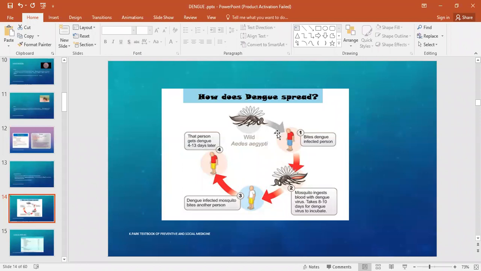How does dengue spread? By the bite of a mosquito. Aedes aegypti bites a dengue infected person, and the mosquito ingests blood with dengue virus; it takes 8 to 10 days for the dengue virus to incubate. A dengue infected mosquito bites another person, and then that person gets dengue 4 to 13 days later.